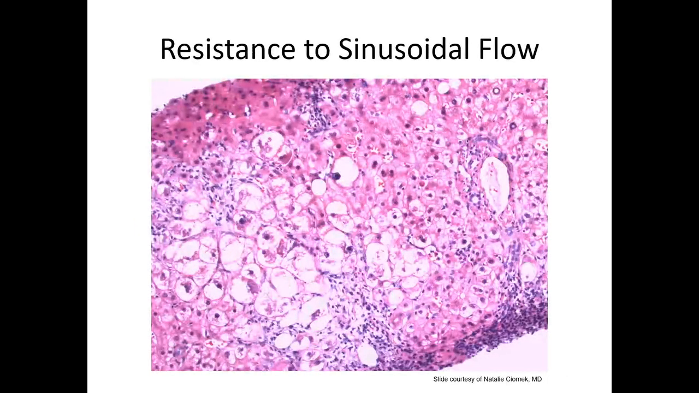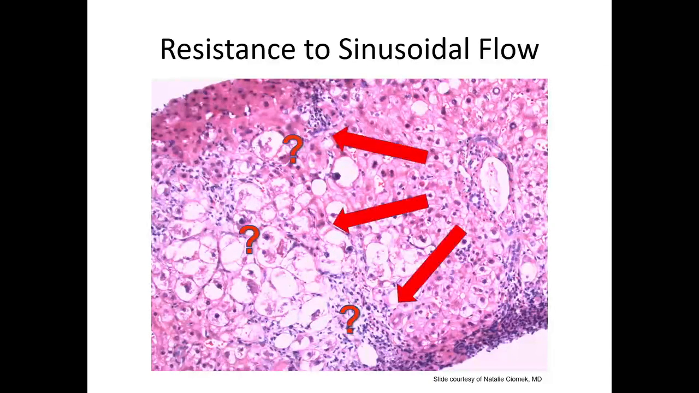As you can see in this histologic representation of acute alcoholic liver disease, there's resistance to blood through the sinusoids due to the absence of clear sinusoidal passage.